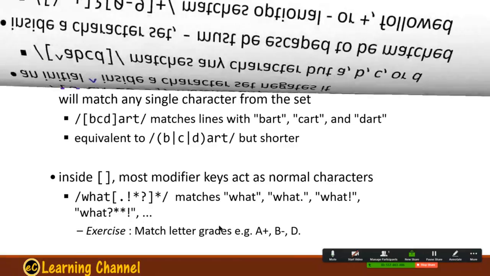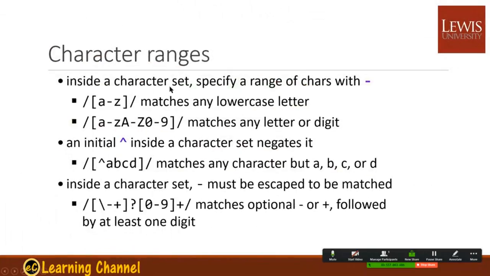escape sequence. So character range: inside a character set, you specify a range of characters with A to Z, lowercase letters, A to Z, 0 to 9, to match any letter or digit. And this one is also equal to \w. An initial A to Z, capital and lowercase, combined with 0 to 9 equals \w. This actually means alphanumerical characters.